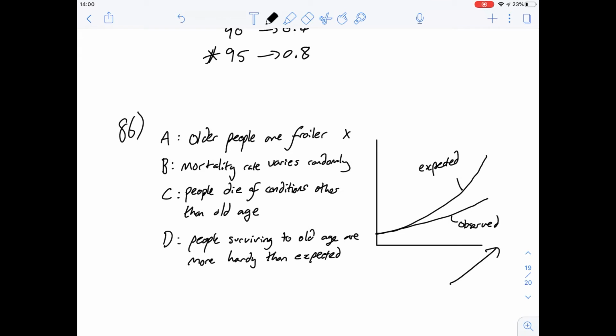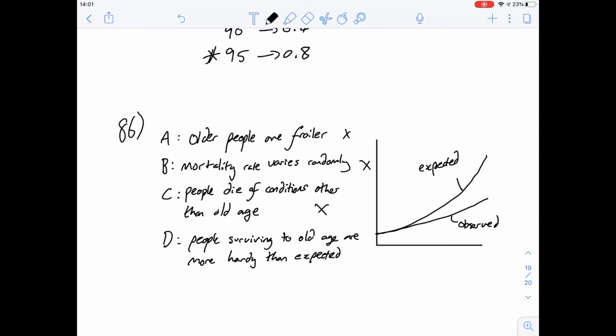B says mortality rate varies randomly. There's, in my head, a clear upwards trend here. It's not random, so that's not going to be the answer here either. C says there are going to be conditions that people can die from other than old age, which of course is true, but again, it would cause a line to be observed more like this, and the expectation would be sort of an underestimate then. So it's not this, and that leaves us with D.